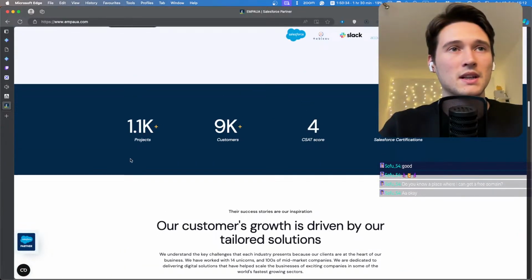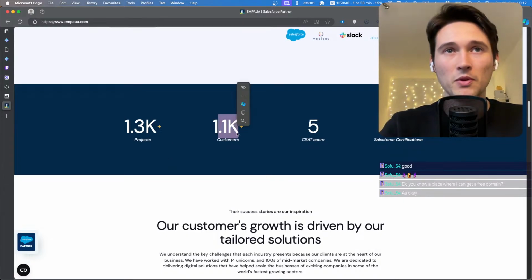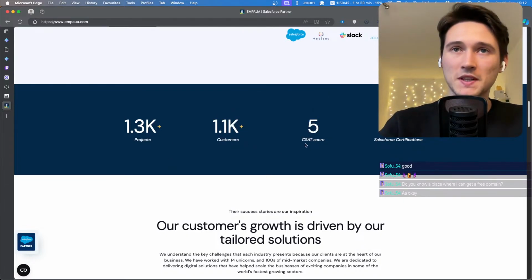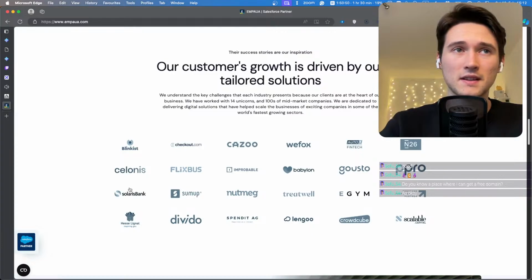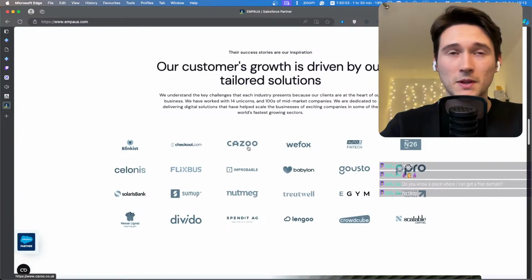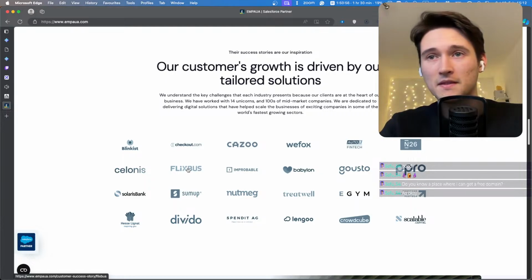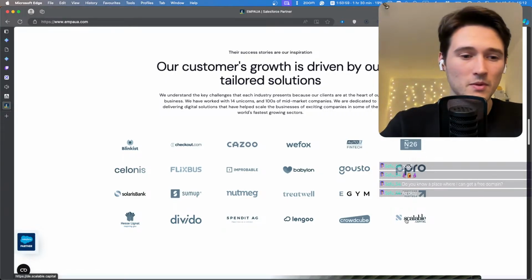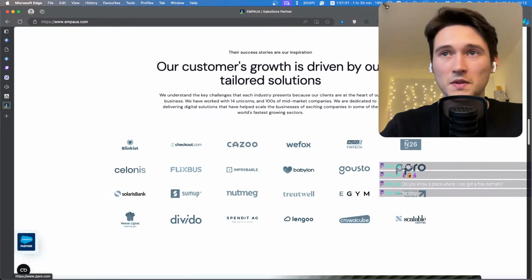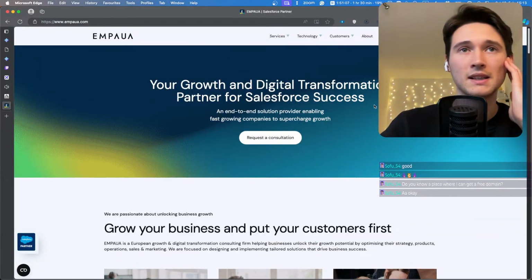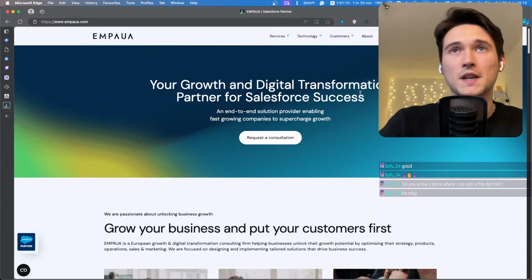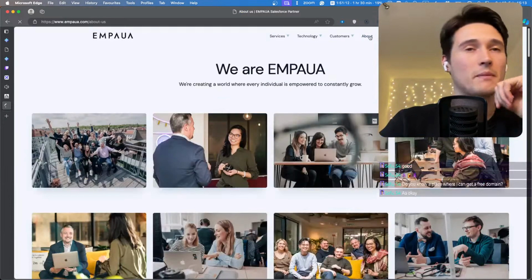The company has 1.3 thousand projects completed, 1.1 customers. The customer satisfaction score is 5. They have 250 companies that they worked with, for example Kazoo, Flixbus, Scalable Capital. If you're in Europe, you know Celonis and other super known startups here. So they basically focus on startups, and I'm not really sure how many people they are now.